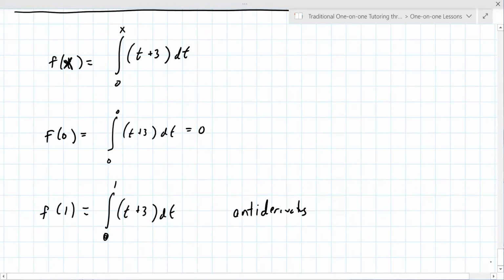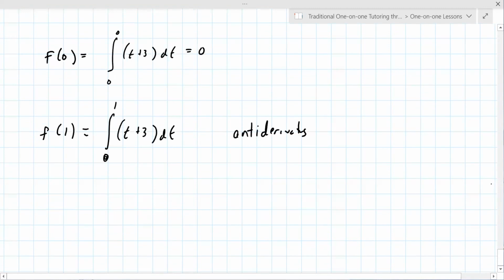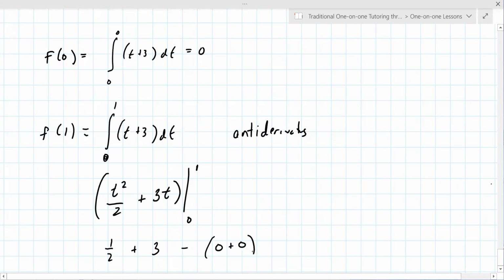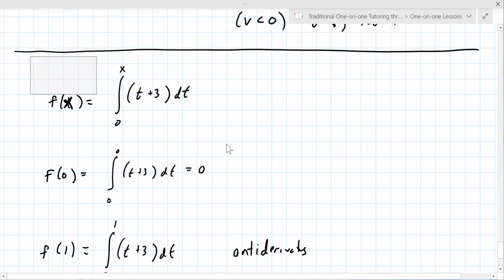Anti-derivatives. So that is t squared over 2, right? Plus 3t. Yep. At 1 and 0. Okay, so then you do 1 over 2 plus 3, minus, and then it's a 0, so nothing. So 3.5. Yes. 3 halves. All right, so let's go back and grab this.